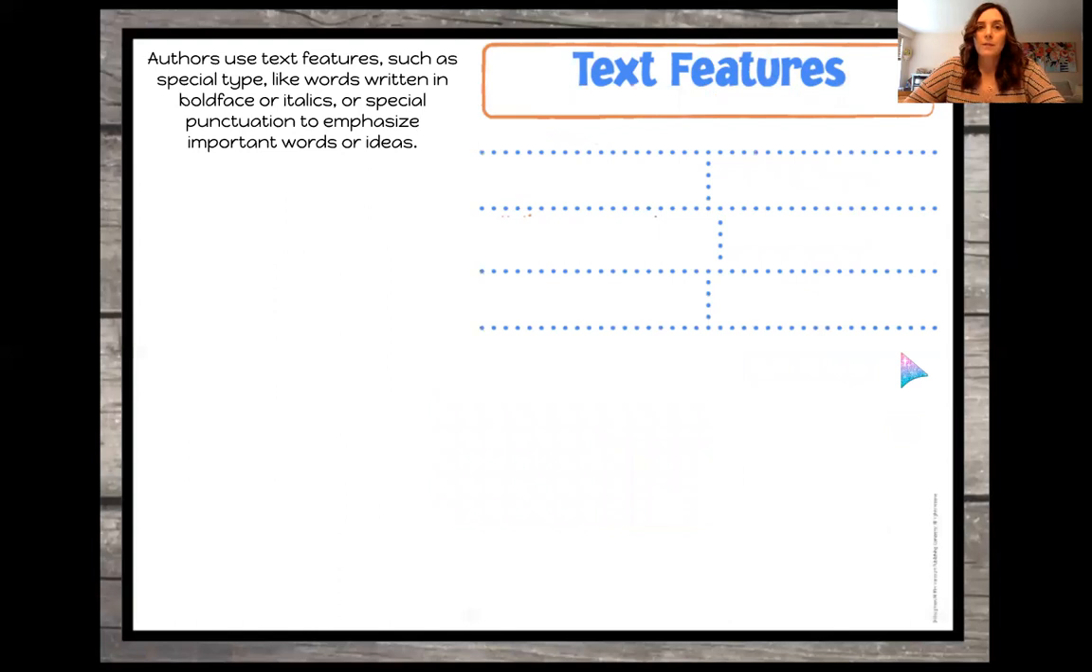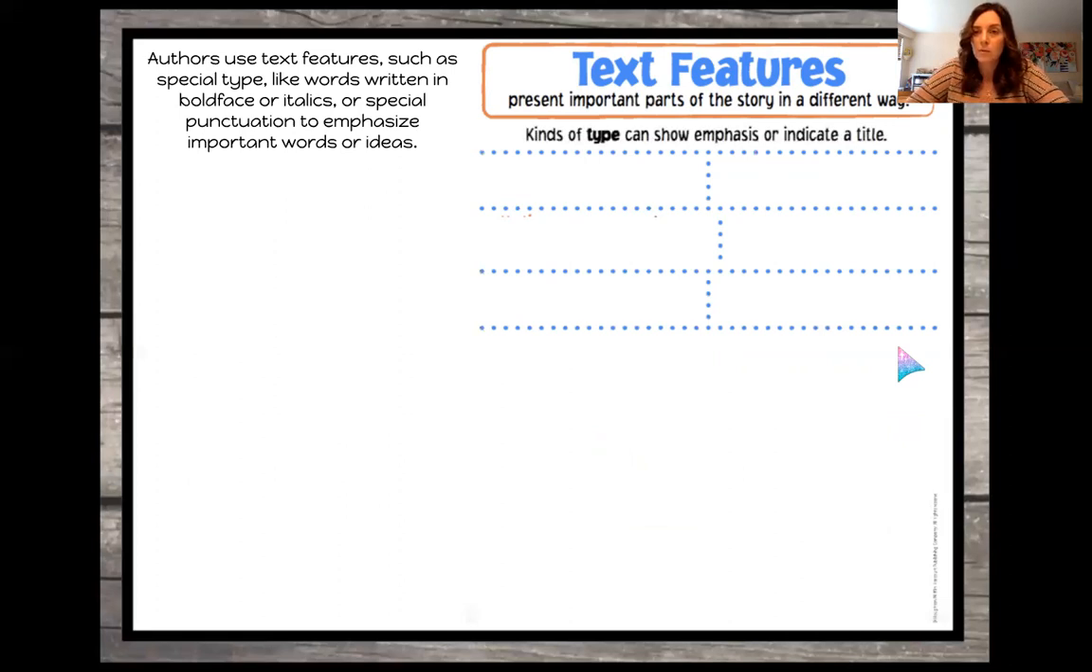Authors use text features like special type and words written in boldface or italics to emphasize important words or ideas. So the purpose of text features is to present important parts of the story in a different way. The different kinds of type can show emphasis or show that it's important or indicate a title. Boldface text is thicker and it shows emphasis. So it shows this is important, or it could also show you that it's a title of a section.